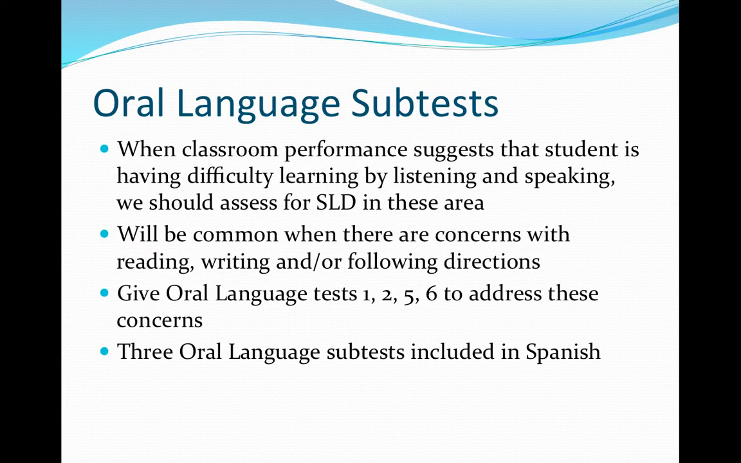In order to ensure that we are not missing students who might need specialized instruction, we need to be sure our comprehensive assessments include language subtests when listening and speaking skills are areas of concern. This may occur when there are concerns with reading, writing, and/or following directions. Administer oral language subtests 1, 2, 5, and 6 to obtain the oral expression and listening comprehension clusters. Be aware that the WJ does offer some, but not all language subtests in Spanish.